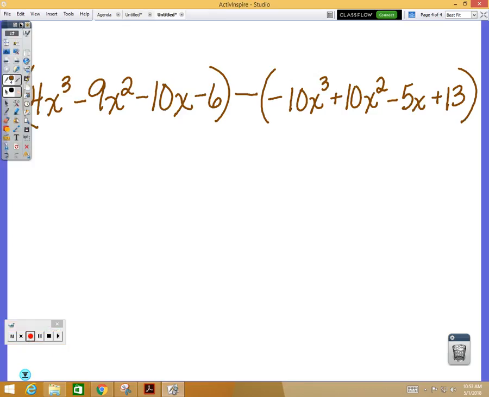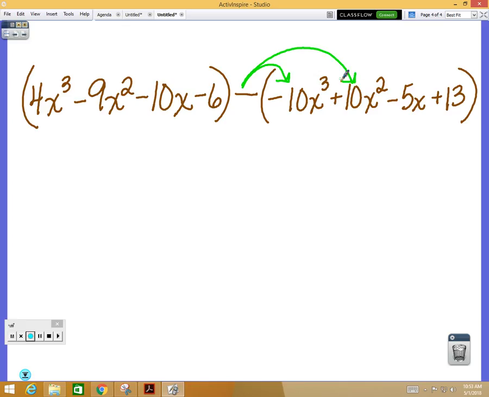The way that we are going to solve this is by using a skill that you already know, and that skill is distributing. So what we're really doing here is distributing this minus sign that's between our parentheses to each of the terms inside of the parentheses to the right of it. So I'm going to do a negative times this, and a negative times this, and a negative times this, and a negative times this. Now when you're multiplying something by a negative, what you're really doing is finding the opposite.